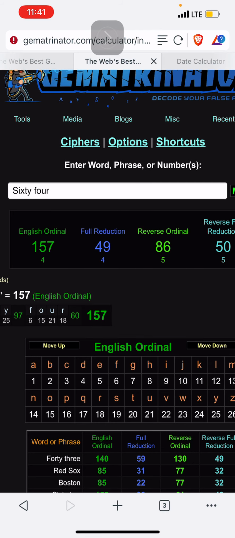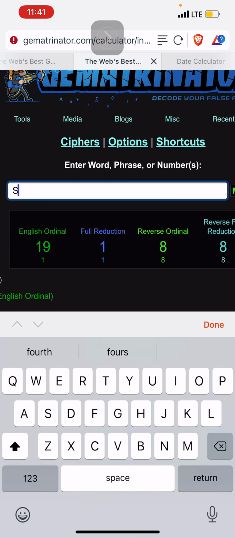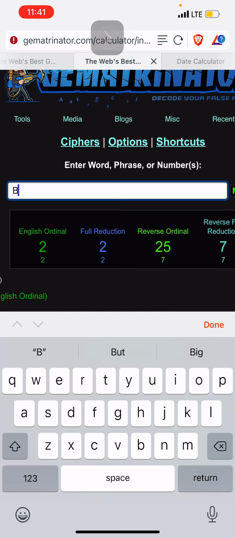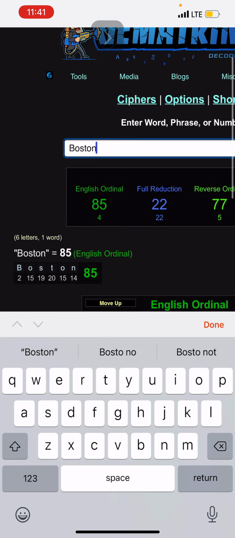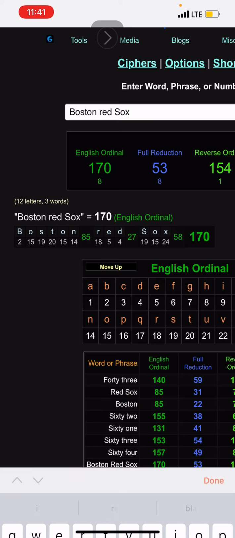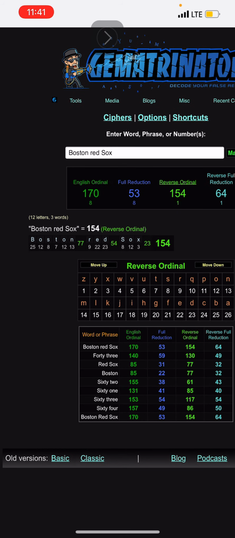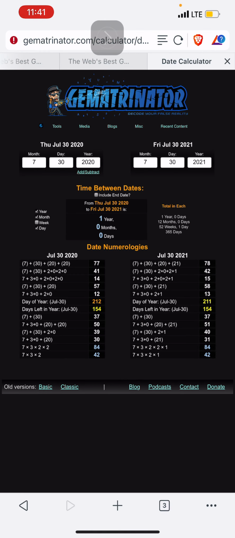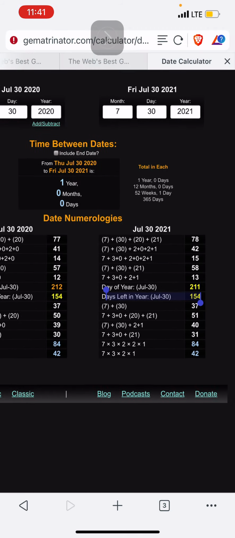But what's interesting is I did this yesterday with the Athletics. The Athletics equaled 155, on a day leaving 155 days in the year. But this is another interesting observation as well. Boston, when you spell it out, Boston Red Sox, right? Boston Red Sox equals 154 when you flip the alphabet backwards, making Z is 1 all the way to A is 26. And today is Friday, July 30th, and it is a day that leaves 154 days in the year. Right? Interesting observation.